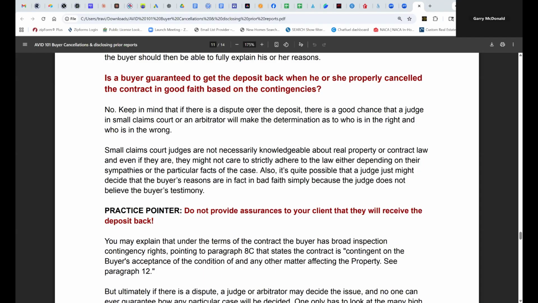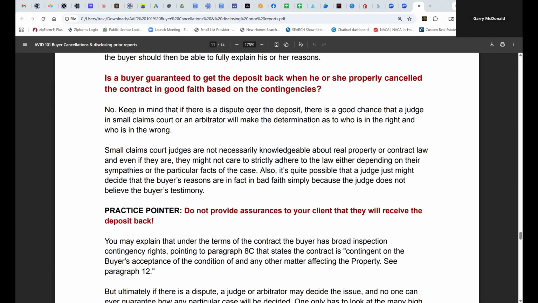All right. So is a buyer guaranteed to get the deposit back when they properly canceled in good faith on the contingencies? No. Keep in mind that if there is a dispute over the deposit, there's a good chance that a judge in small claims court or an arbitrator will make the determination as to who is in the right, who is in the wrong. Small claims court judges are not necessarily knowledgeable about real property or contract law, and even if they are, they might not care to strictly adhere to the law, depending on their sympathies or the particular facts of the case.